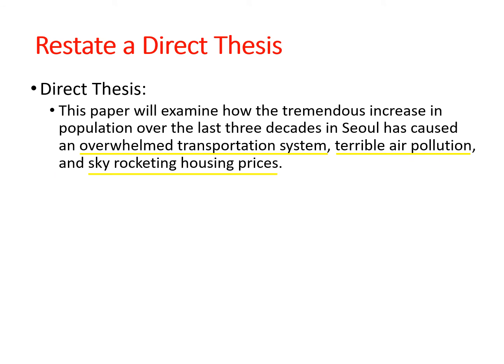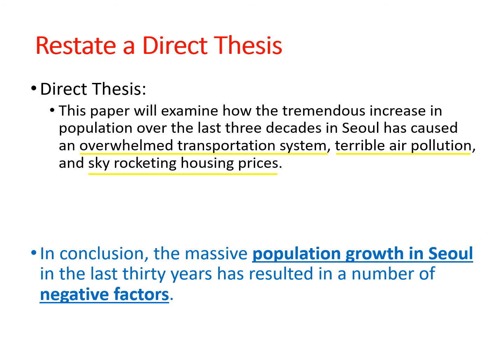Remember, a direct thesis statement directly tells the audience the 3 main ideas that it's going to present in the body paragraphs. If I have a direct thesis and I restate this, what I don't want to do is just restate the same overwhelmed population, terrible air pollution, skyrocketing housing prices, because we're actually going to put that information into our summary. So what we're going to do is change it a little bit. We'll have in conclusion, which is a transition, the massive population growth in Seoul in the last 30 years has resulted in a number of negative factors. Those negative factors now we'll talk about in the summary part.